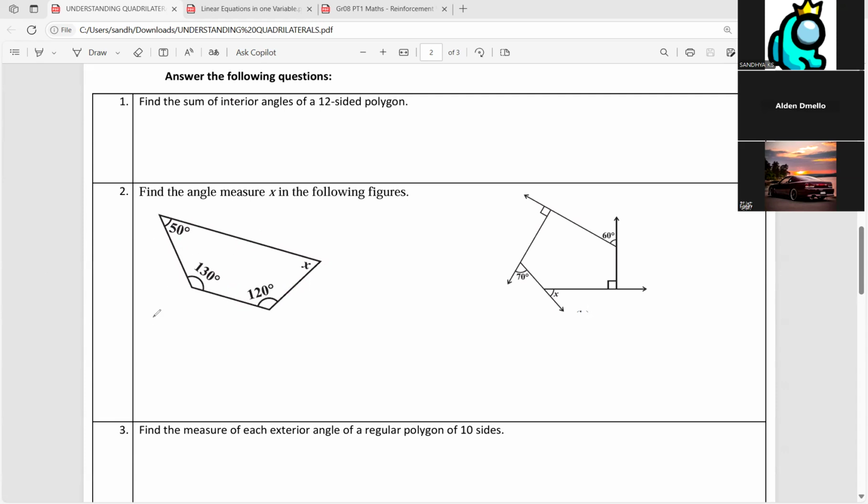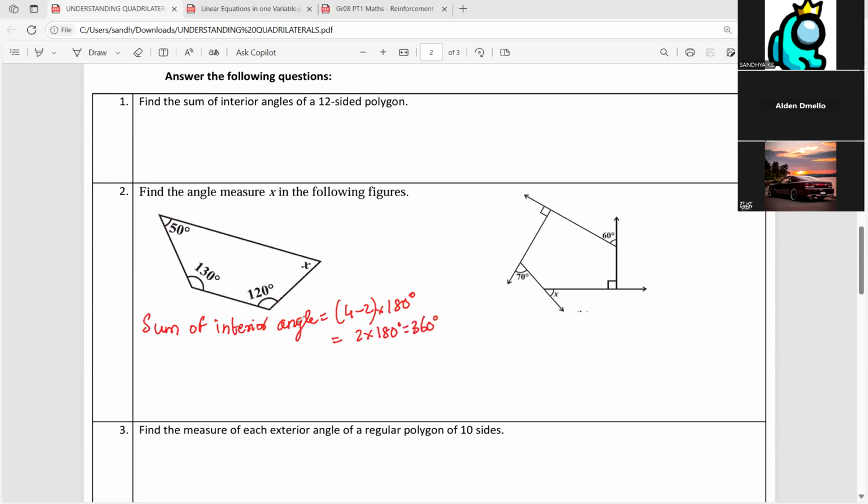Four sides means what? Sum of the measures of interior angles is equal to 4 minus 2 into 180 degree. 4 minus 2 is 2. 2 into 180 degree is 360 degree.